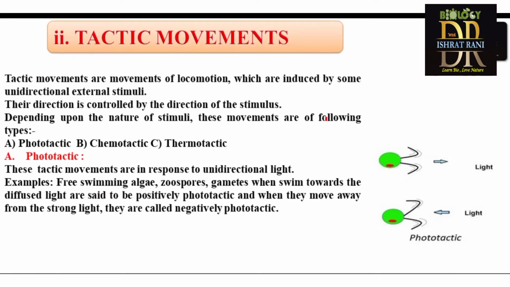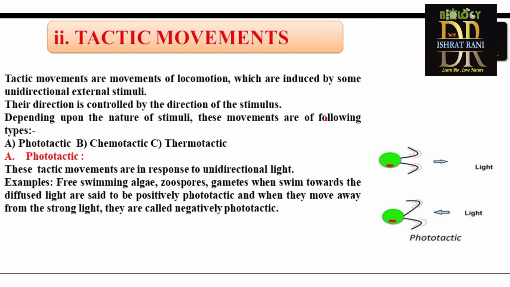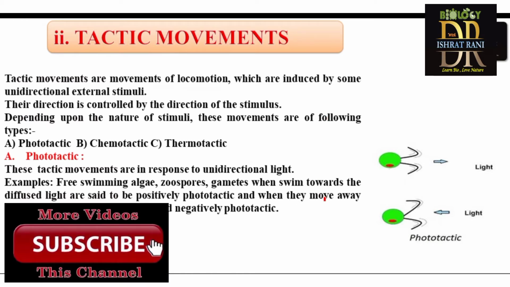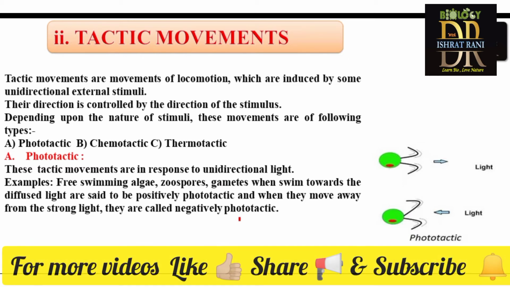Another type of movement is tactic movement, or movement of locomotion. It is unidirectional and due to an external stimulus, and the organism completely moves towards that source. The first one we have is phototactic, because this type of movement occurs in algae and zoospores. They move towards the light because they have chlorophyll or chloroplasts. They will make their food material and they need light, so they are attracted towards the light, and this type of movement is known as phototactic.